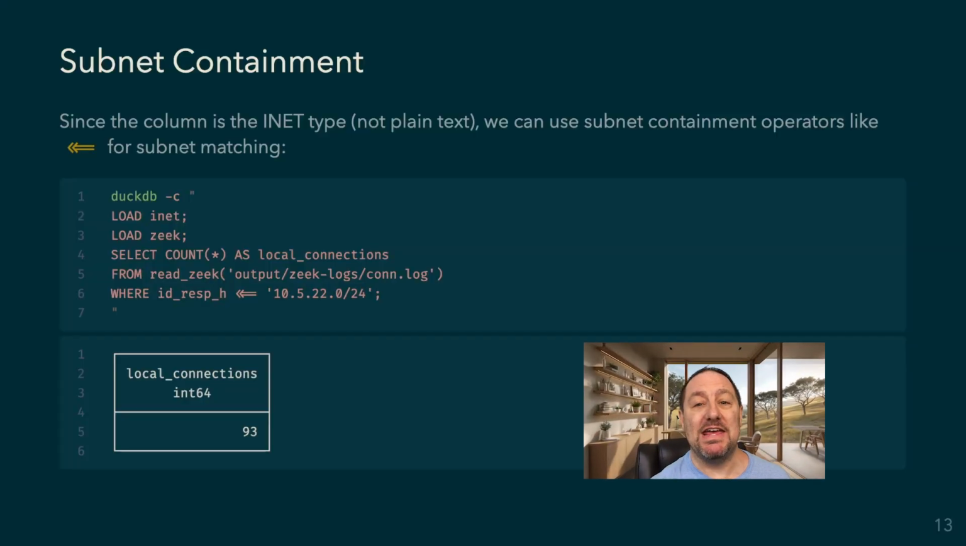When we query a PCAP, how many connections go to the local subnet? So how much does our victim box talk to local boxes on our subnet? We can actually use some fancy magic in DuckDB and say, hey, we need IP addresses that fall within a subnet. That's the less than equals operator, which says this IP address has to be within this subnet. And you can see that there's 93 connections to the 10.5.22.0/24 network. So let's break these down by individual IP addresses.